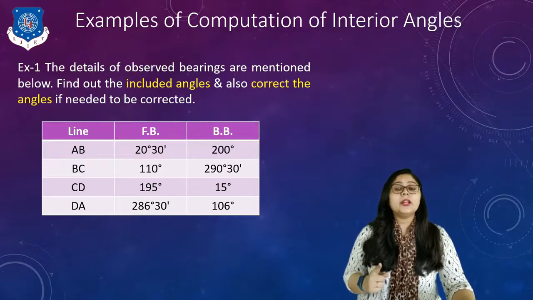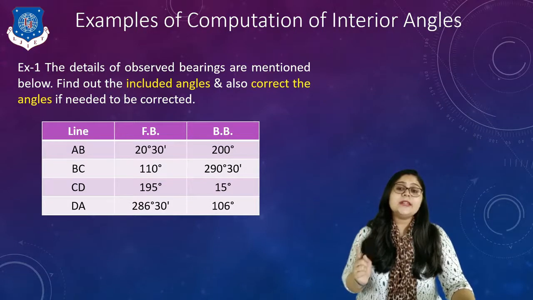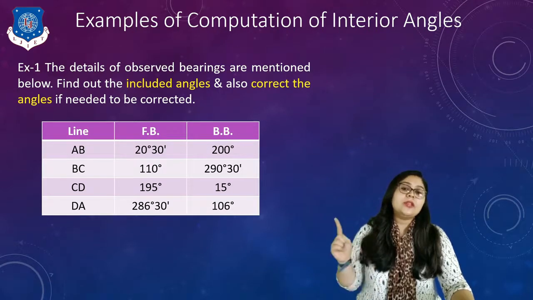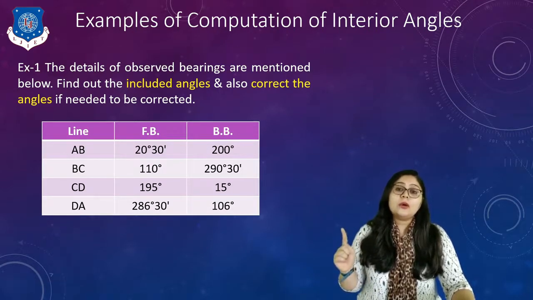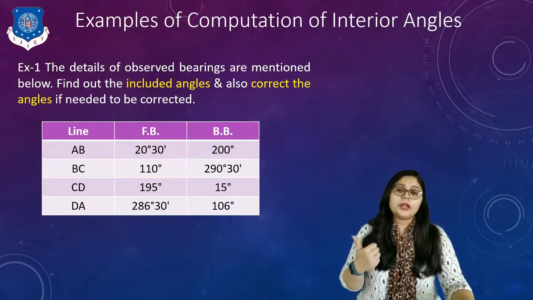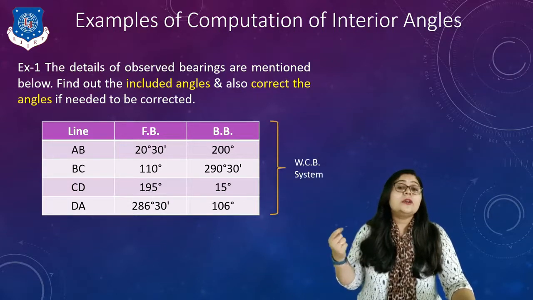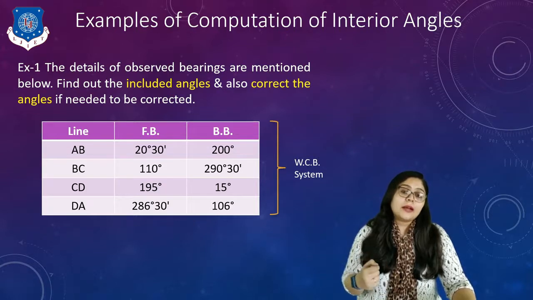Here you can see a table in which these things are mentioned. First is the line AB, BC, CD, DA. It means these are my survey lines. And for that, forebearing and back bearing value is mentioned, right? So now, how to calculate the interior or the included angle for this particular traverse, right? So, this system is the WCB system. For that, how can I calculate my answer?